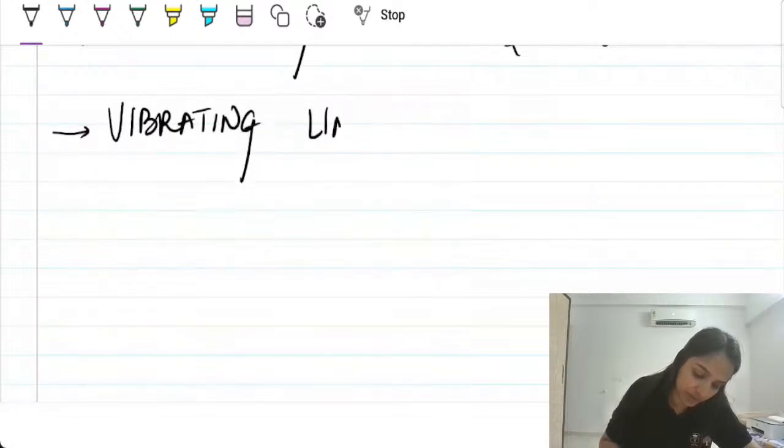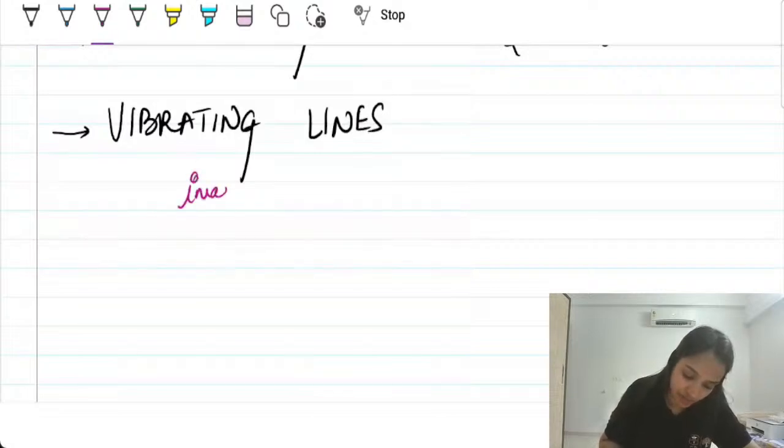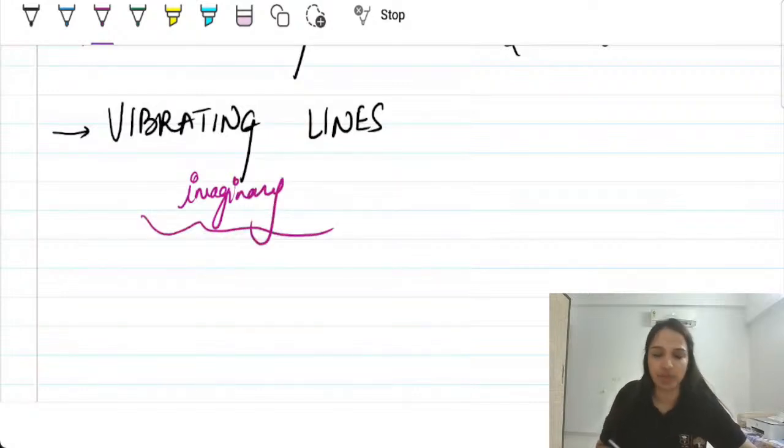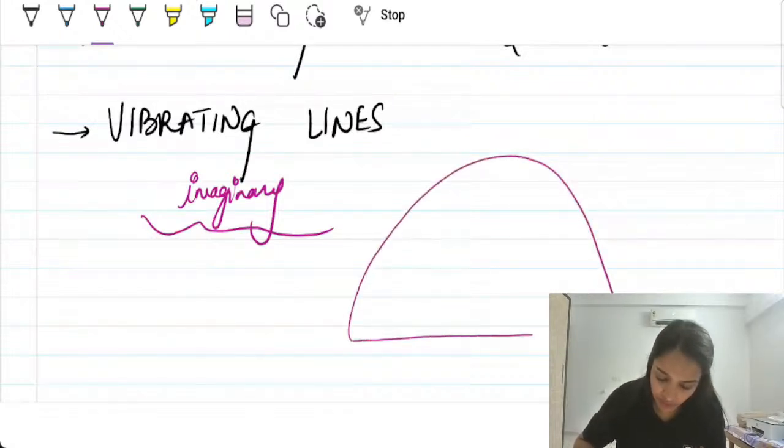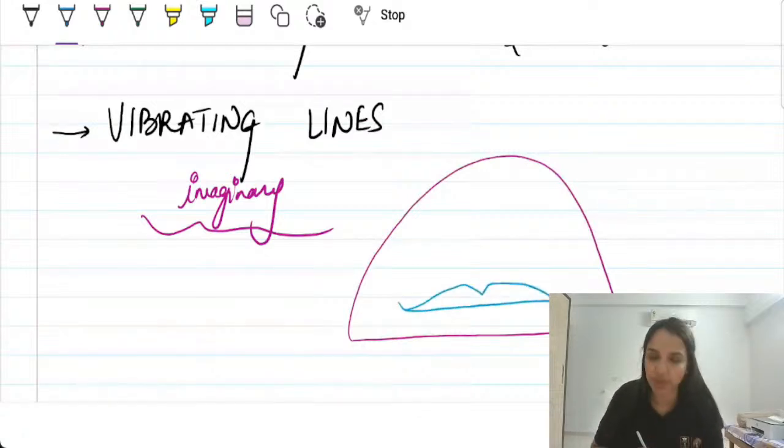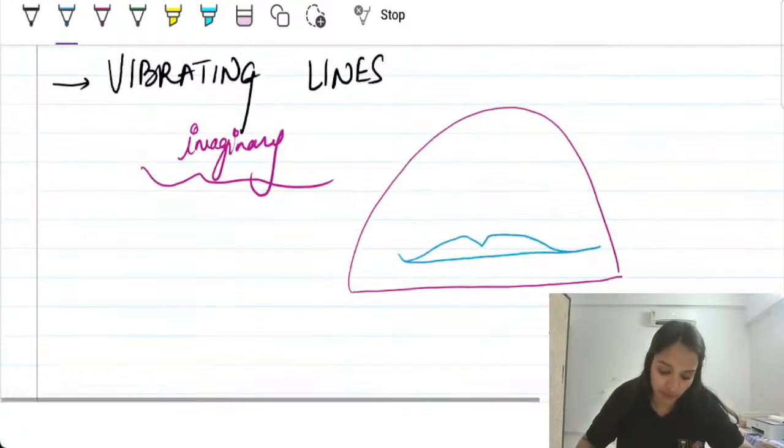Now, first and foremost, vibrating lines are imaginary. This is something that you must remember. This was created just to make you easily understand. So, when you have a denture, the anterior vibrating line, which is cupid bow shape, and the posterior vibrating line like this, this was made for you, for your understanding, for your easy realization of the posterior palatal area.